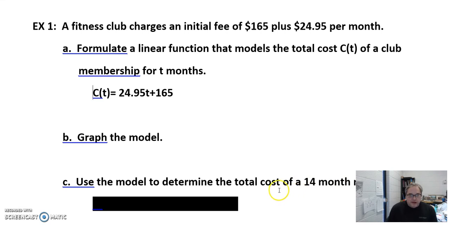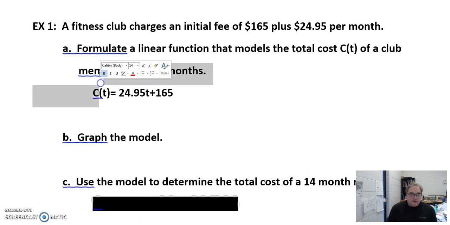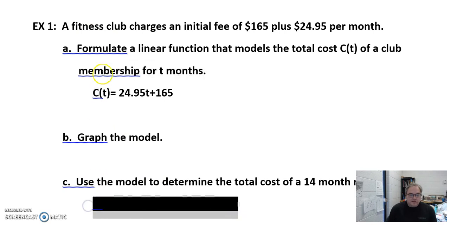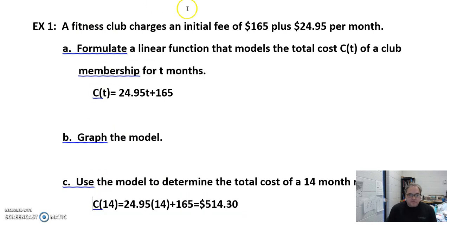Part C, use the model to determine the total cost of a 14-month membership. Well, that's just saying estimate what C would be when t is 14. So I'm going to replace the t with 14, and we get $514.30.